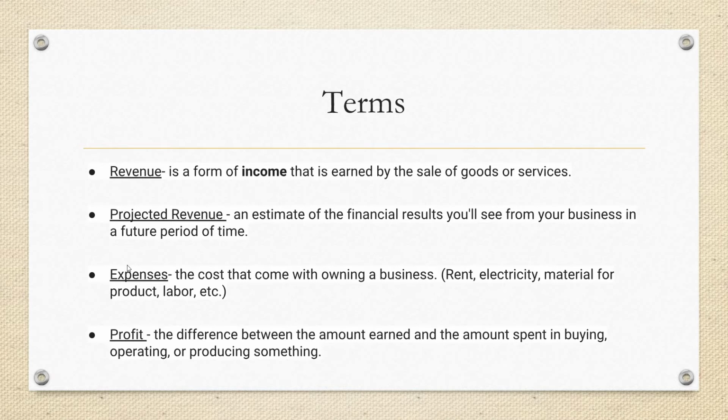Expenses, the costs that come with owning a business. Rent, electricity, material for product, labor, etc. are all examples of expenses. Profit, the difference between the amount earned and the amount spent in buying, operating, or producing something.